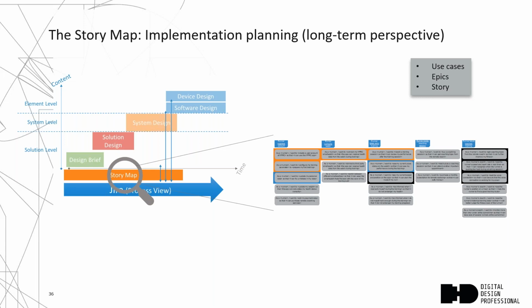And in addition, you are able to classify your different user stories by priorities and say, okay, in which release or in which iteration do I implement which kind of user story? But at any time you have the entire flow visible, and that's quite important, and it's a good way really to keep the overview of the entire solution.